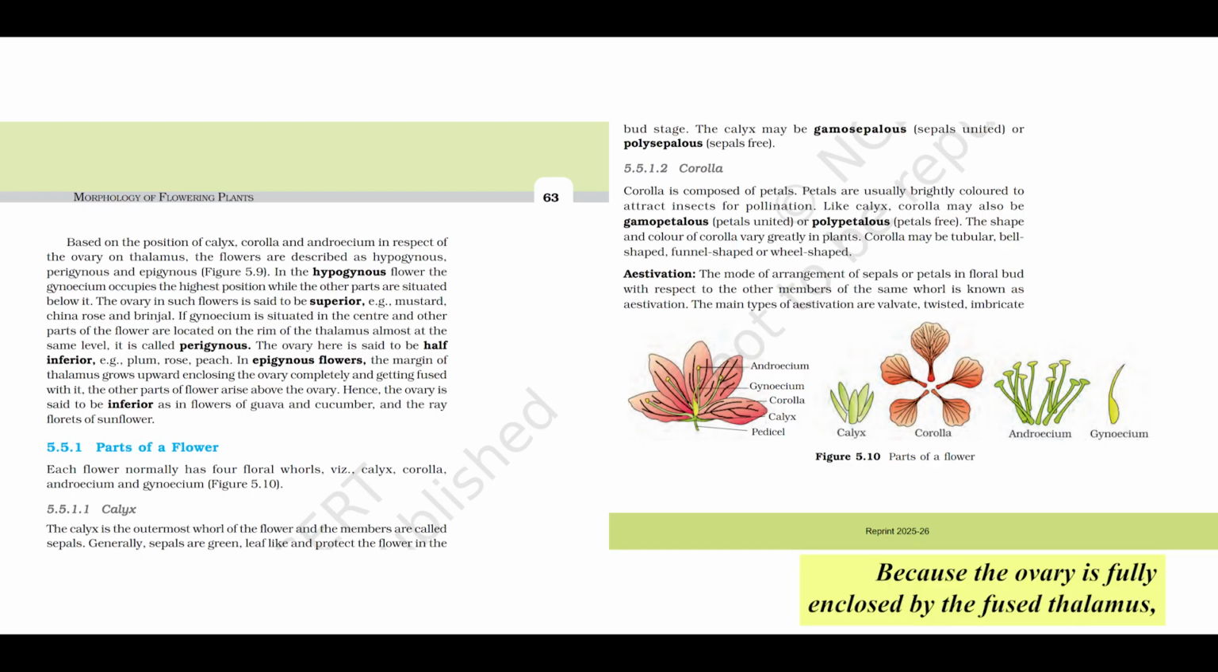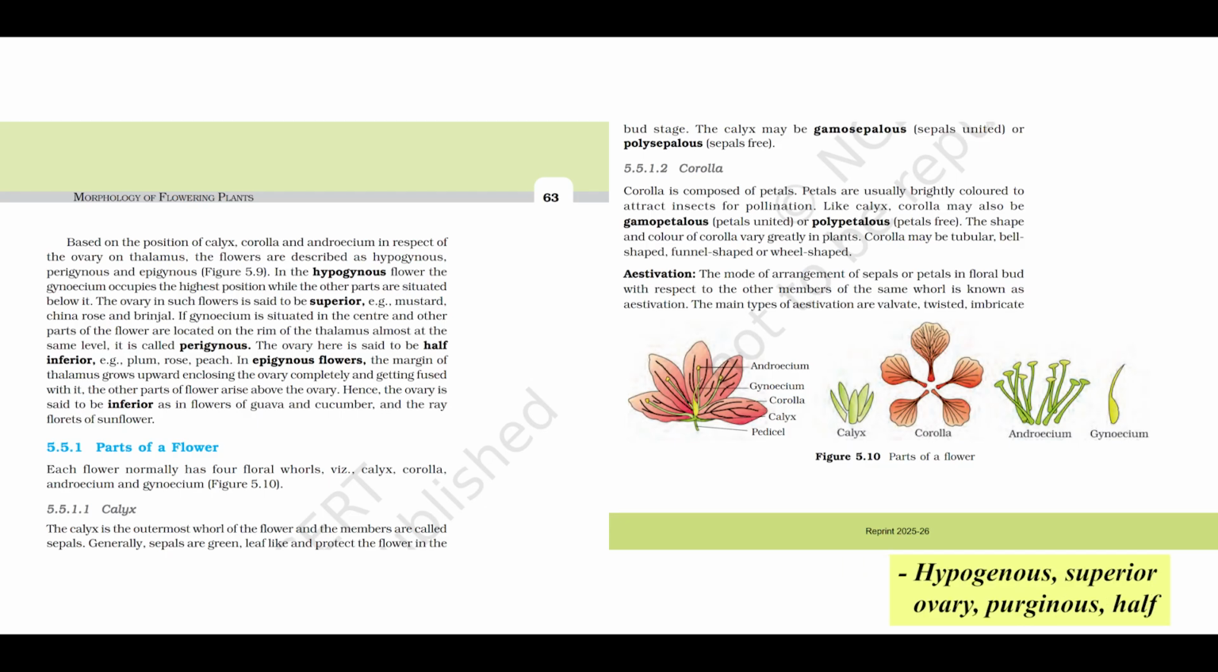Precisely. Because the ovary is fully enclosed by the fused thalamus, it appears to be below the attachment point of the other floral parts. Hence, the ovary in such flowers is described as inferior. Think of epi, meaning upon or above. The other parts are upon or above the ovary. Good examples include flowers of guava and cucumber, and also the ray florets of a sunflower. Figure 5.9, though, visually captures this superior placement of other floral parts relative to the inferior ovary.